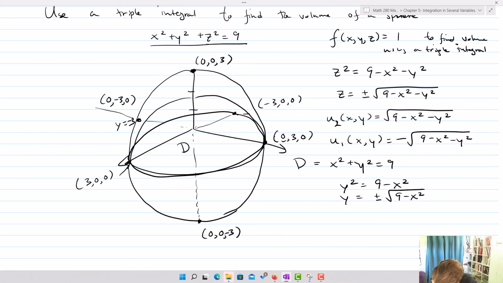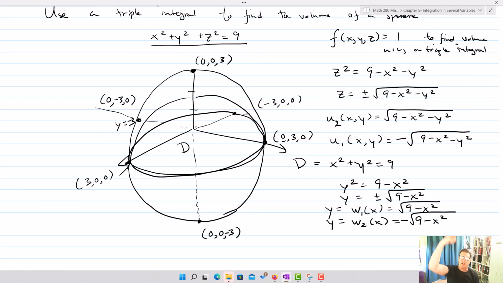Consequently, we can let y equal w1 of x, which equals the positive square root of 9 minus x squared. And then we'll also have y equals w2 of x, which is going to equal the negative, the bottom end, of the square root of 9 minus x squared. And so now that gives me my y.